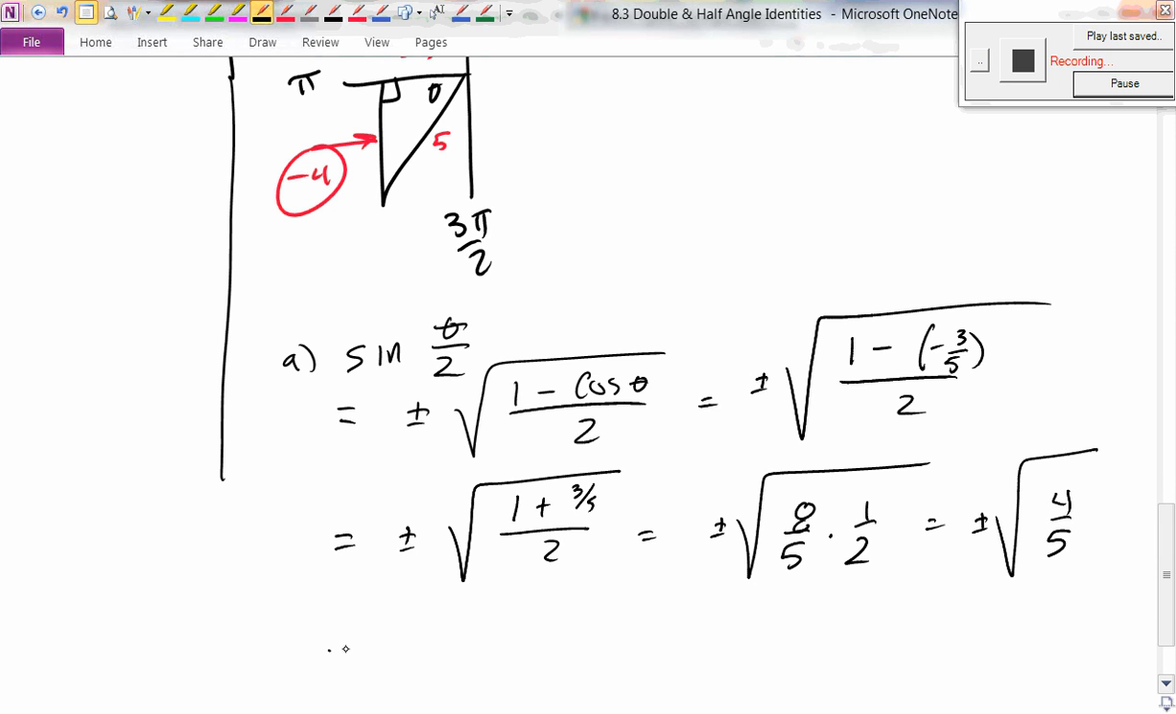Keep going. Plus or minus 2 rad 5 over 5. I simplified the square root of 4, and then I also rationalized the denominator. Okay, plus or minus 2 rad 5 over 5. Question is, which one do you pick? The positive or the negative? And how do you know?